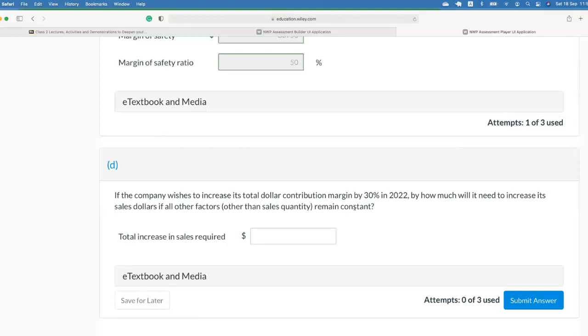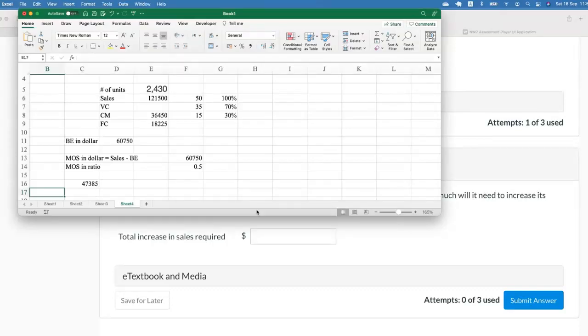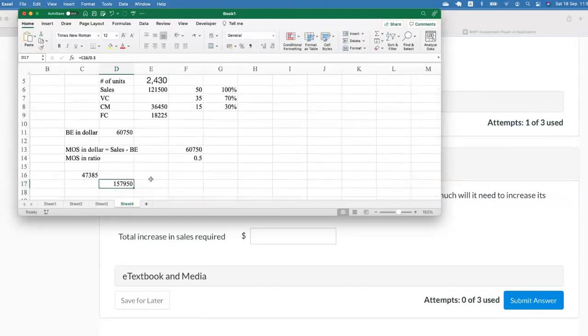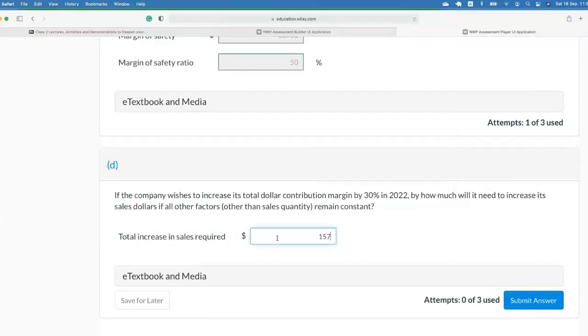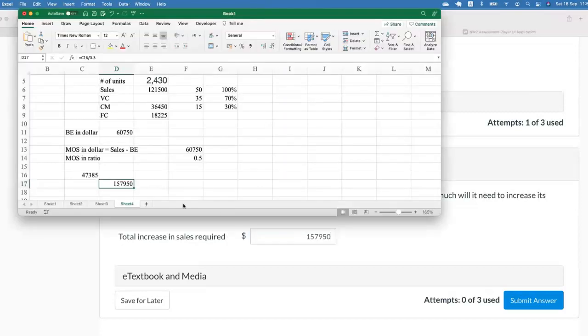So you increased it by 30%. By how much will it need to increase its sales dollars if everything else remains the same? So now what kind of new sales dollars am I going to need? We will divide that by 30%, which gives you the new sales dollars. What do you get? 157,950. But it says how much did it increase? So now subtract that from what you actually have now. That's your answer.